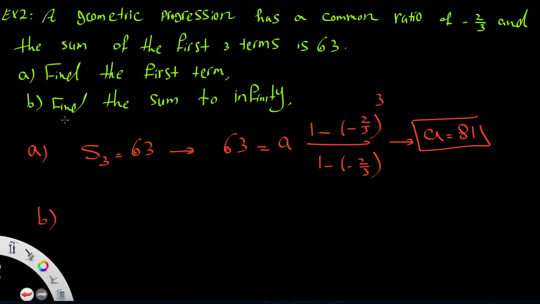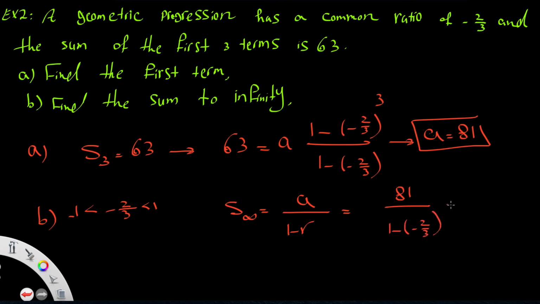Now to do the second part, find the sum to infinity. As the common ratio, which is negative 2/3, is between 1 and negative 1, it is convergent. So you can use S to infinity, which is a over 1 minus r. a is 81 over 1 minus negative 2/3, which simplifies to 48 and 3 over 5 as the final answer.